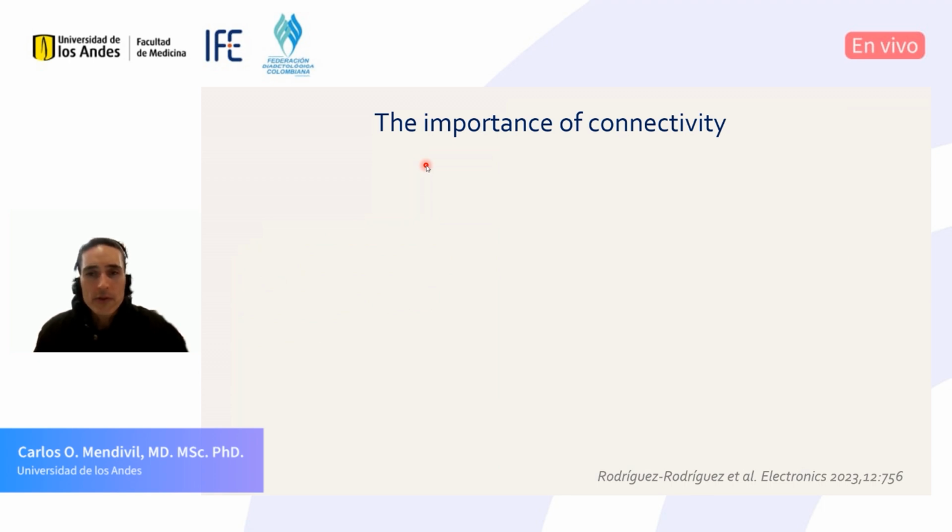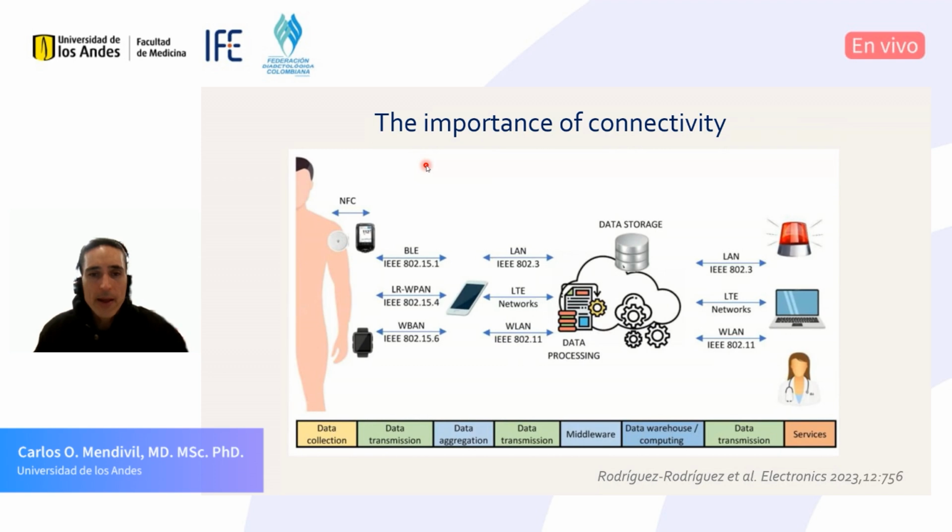Now, the importance of connectivity. These data have to be transmitted in a secure and safe way. And that's why there are many internationally standardized protocols to transmit data from sensors in the patient to the receiver or cell phone, from there to the cloud, and from there to the decision maker. The way this is relayed or transmitted has to be secure, safe, fast, and reliable, and as much as possible, not susceptible to hacking.